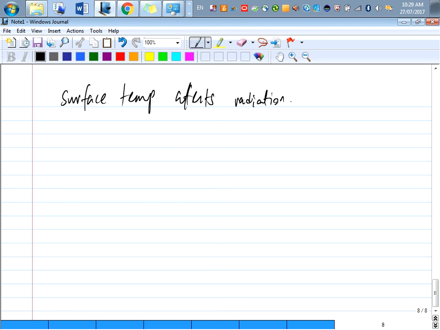Then what happens when I take the video of a fire over there? It is going to tell me that, hey, that fire over there is hotter than your temperatures. So in other words, the higher the temperature, the higher the rate of emission of infrared radiation.